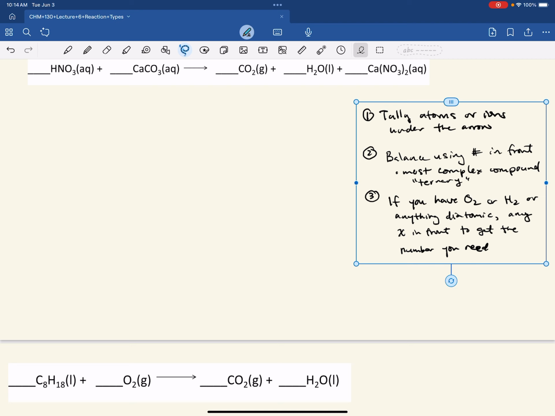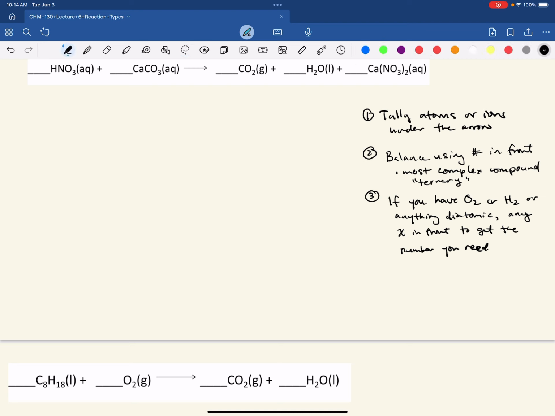So the first thing I should do is tally, right? So underneath the arrow, I'm going to write H. Okay. Now notice I'm going to write NO3 because that is my polyatomic ion. And I can do that because NO3 is also here. You see? So because the polyatomic appears on the left and the right, I can count the entire polyatomic rather than breaking it up into nitrogen and oxygen. All right, Ca and C and O.